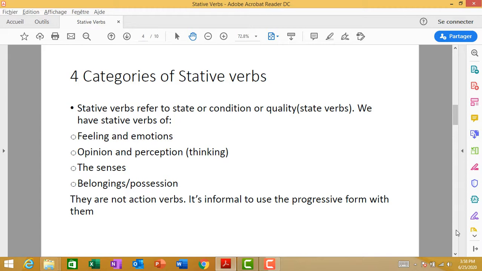We have stative verbs of feelings and emotions, stative verbs of opinion and perception, which is thinking, stative verbs of the senses, and stative verbs of belongings and possession. And like we said, they are not action verbs. It's informal to use the progressive form of them.